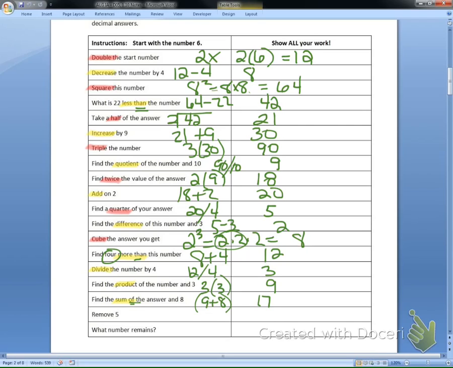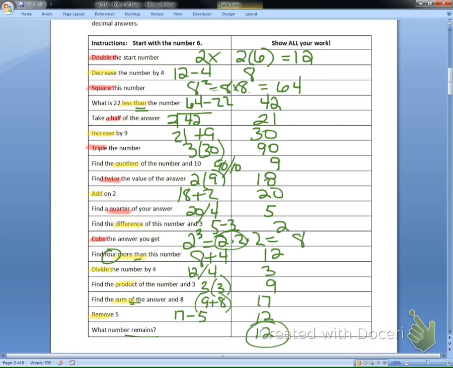The next line, it says remove 5. Now notice that word was not on our previous list. If you want to, you can go ahead and add it. But what operation do you think the word remove means? Remove is kind of like saying take away. So 17 subtract 5. So it is a subtraction word. And you get 12. And it says what's the number that remains? The remains is the 12. So that's our final answer.